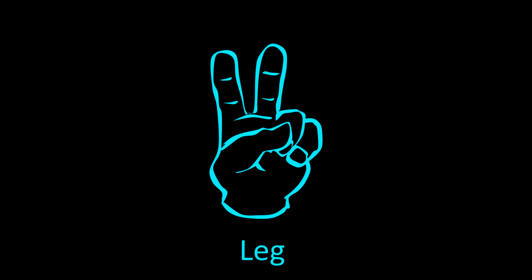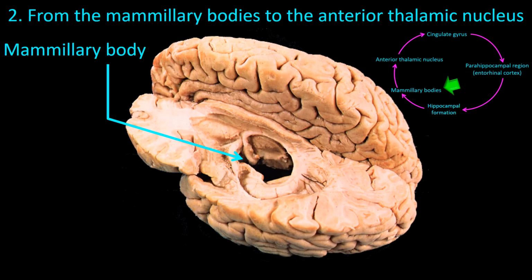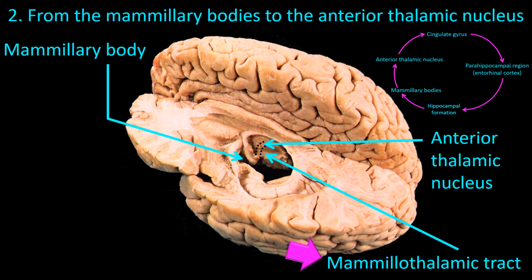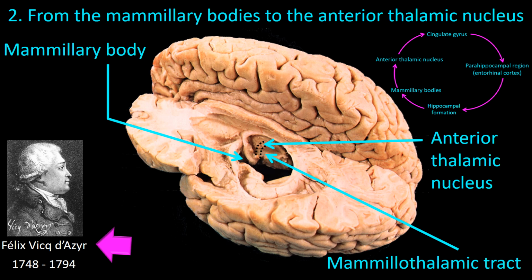The second leg connects the mammillary body with the anterior thalamic nucleus. This connection is made by way of the mammillothalamic tract represented by the interrupted lines in this frame. I will now take a little detour to tell you one thing about the man who studied this tract thoroughly. His name was Félix Vicq d'Azyr, and he lived in the times of the French Revolution and died of natural causes. That tells you that he was a very smart man.